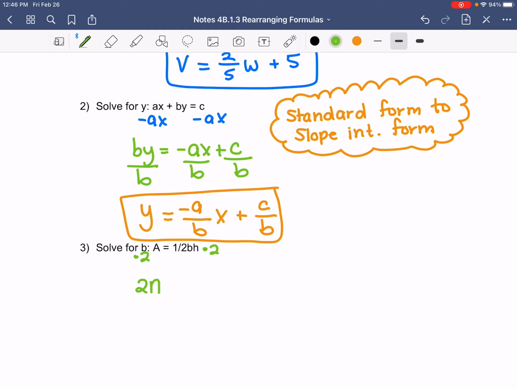Make sure you pay attention to letters that are capitalized and not capitalized. So I just get 2 capital A equals BH, so capital A is area, base, and height. We're trying to solve for b, so right now the b and the h are multiplied, so we're just going to go ahead and divide both sides by h. And we always put our b on the left side, even though when I solved it, it was on the right. And then the base is equal to 2 areas divided by the height.